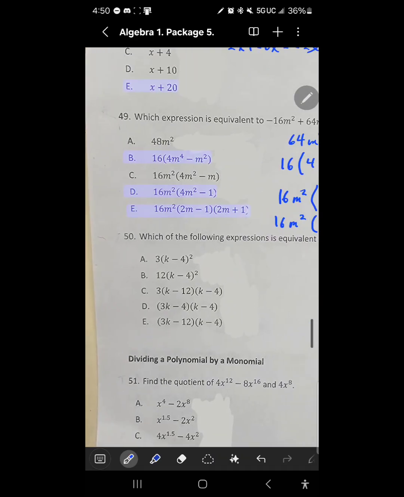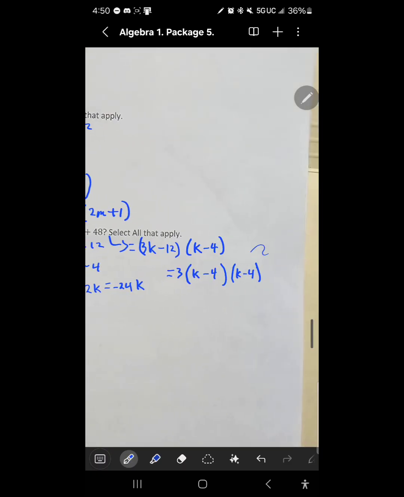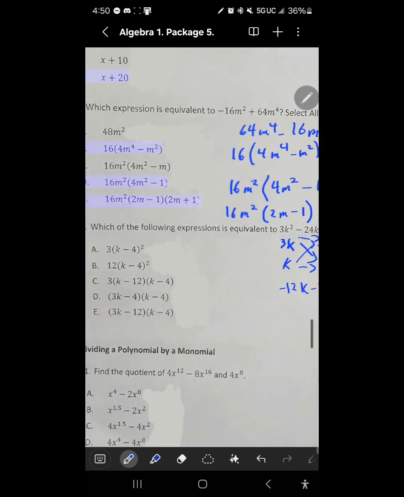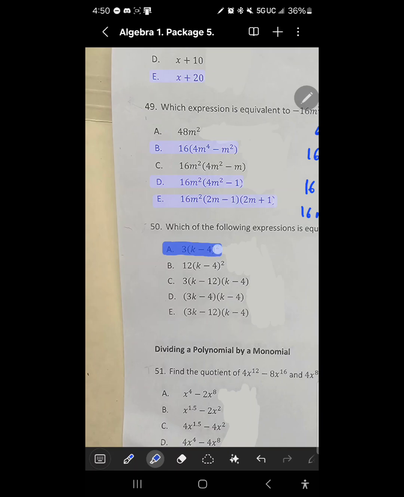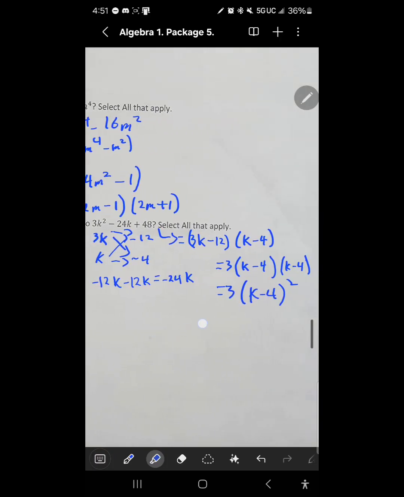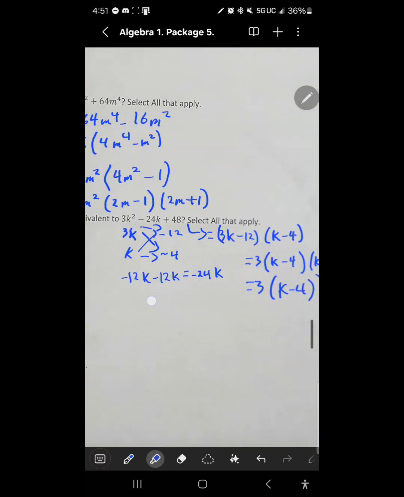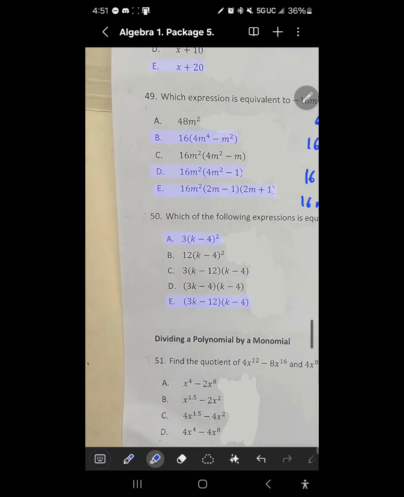Set all that apply. So here we have 3. Okay, here again, this is the same, so I could just say 3k minus 4 squared, which is this option right here. Then 12, no, it's 3. And 3k minus 12, k minus 4, no. Okay, here 3k minus 12, k minus 4, this was our first option. Then this one doesn't make sense, and I think that's it. Yep.